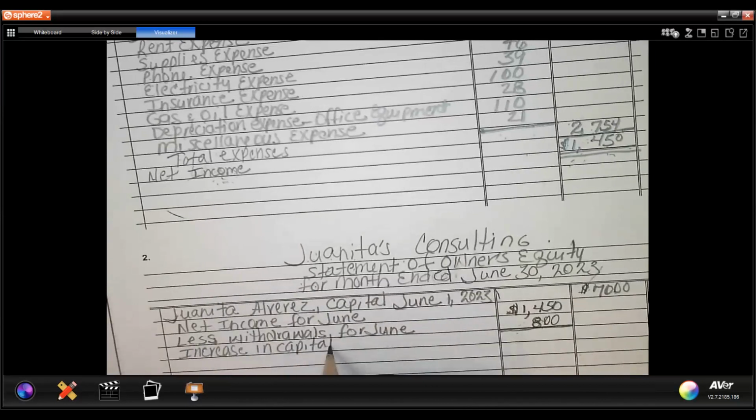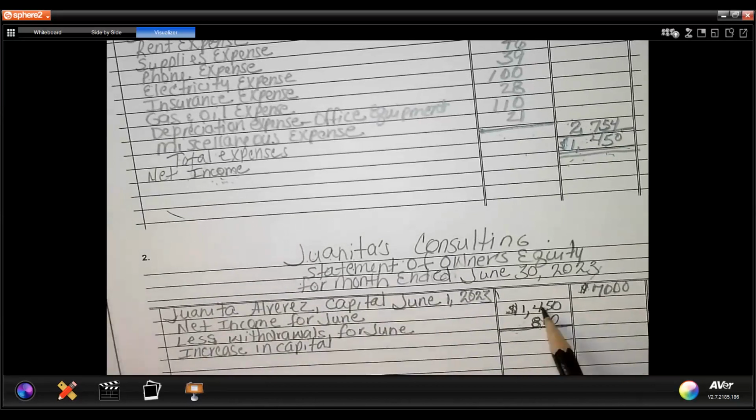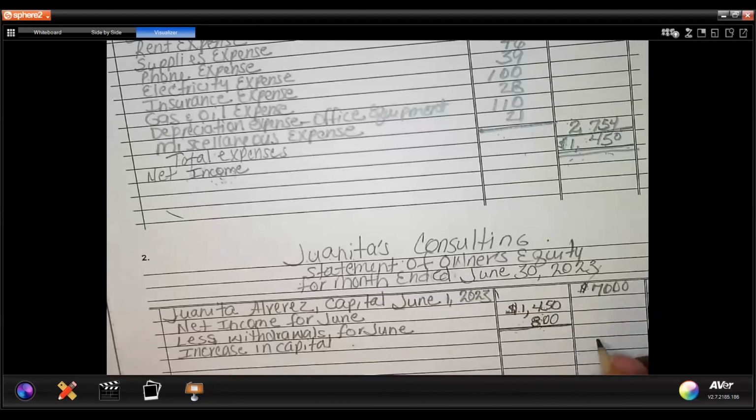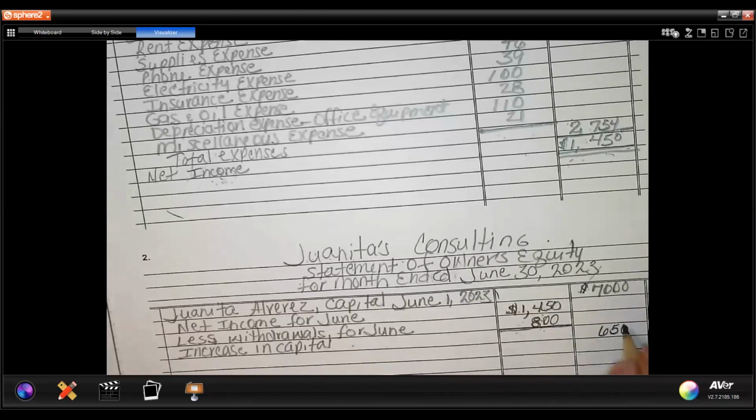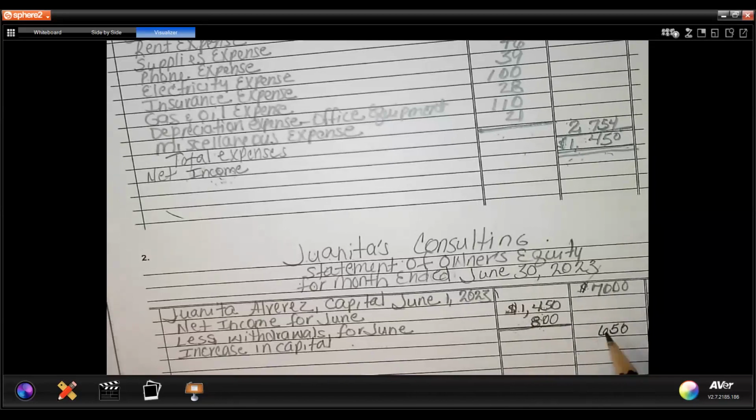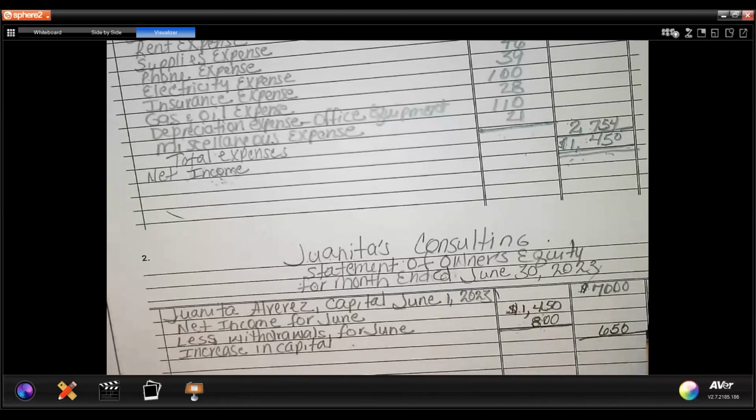So this just determines how much money that we have. So we have to subtract how much she withdrew from how much she actually made, or her net income, at the end of the period. So her increase in capital wasn't $1,450 because we have to subtract out what she withdrew. So her actual increase in capital was only $650. Correct? Okay. So now we are going to just draw a single rule line up under the 650.